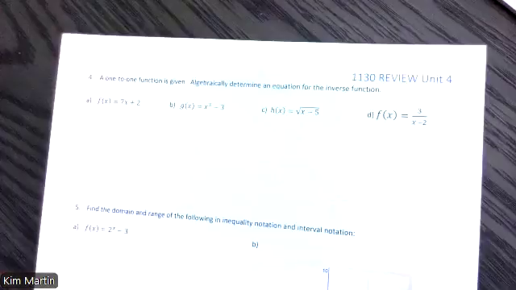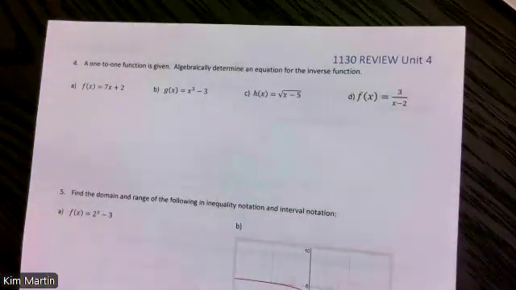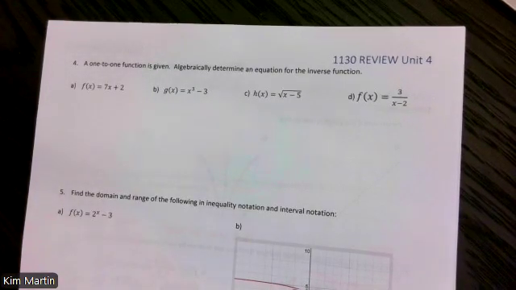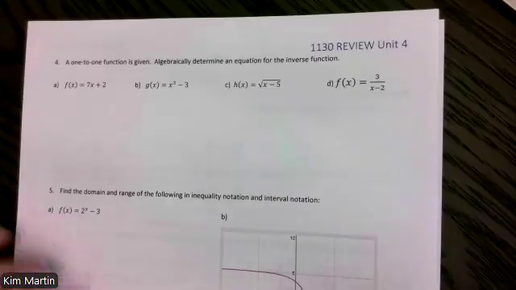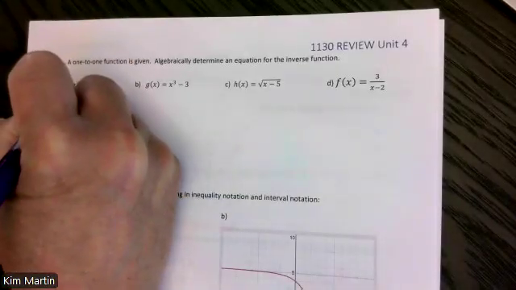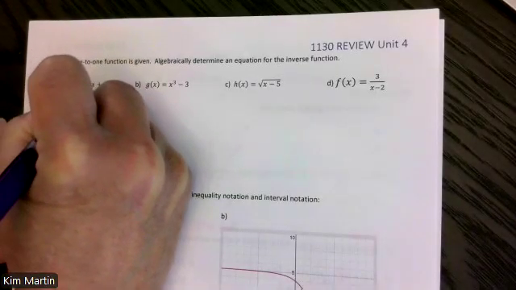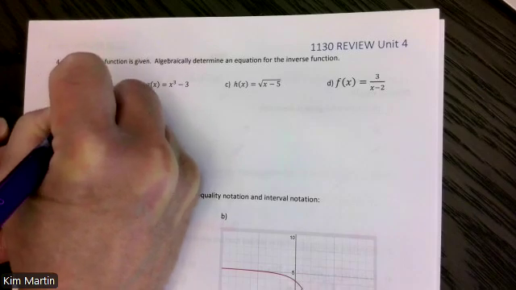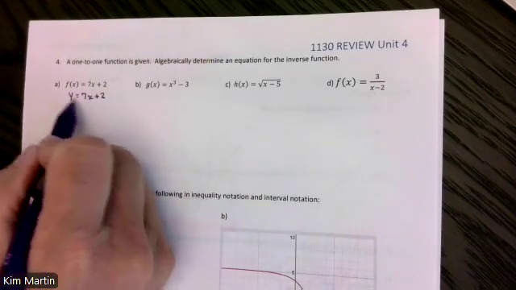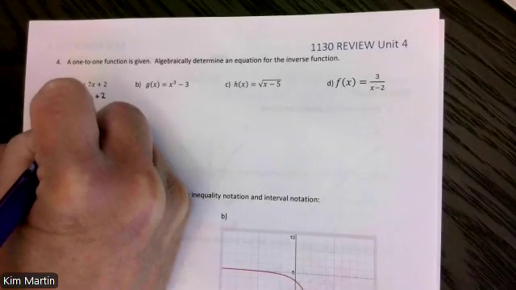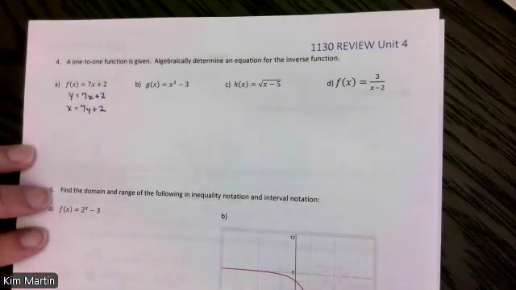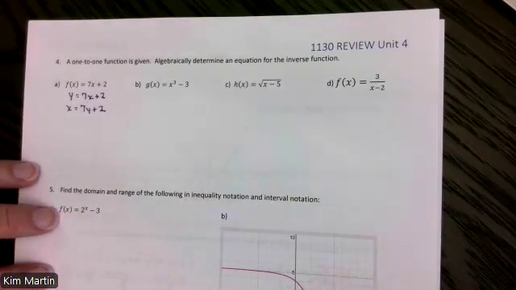All right. Now they are telling you that it's 1 to 1. Again, that means we have an inverse. So what we're going to do now is find that inverse. There's 4 steps to it. First step, take your f of x out, replace it with y. Second step, switch your x and your y. Third step, solve for y.